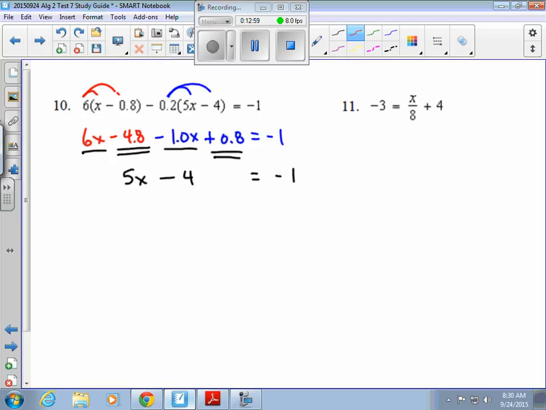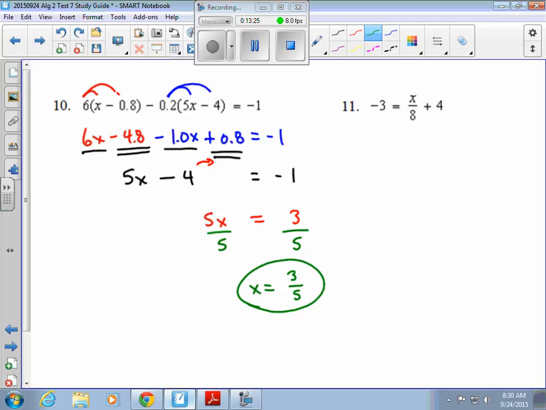Negative 4 needs to go to the right side by adding 4 to both sides. Still leaves you with 5x on the left. 4 plus negative 1, subtract them since they're opposite signs. You get 3, and 4 is the higher absolute value, so keep it positive. Then get x by itself by dividing by 5 on both sides. And x is going to be simply 3/5.